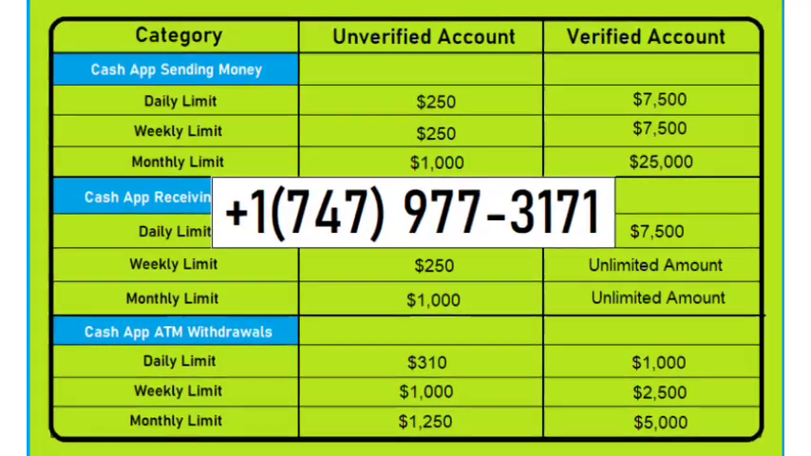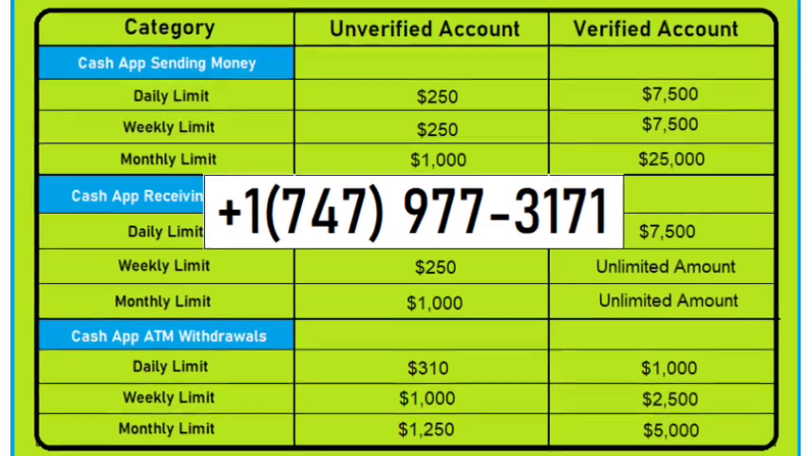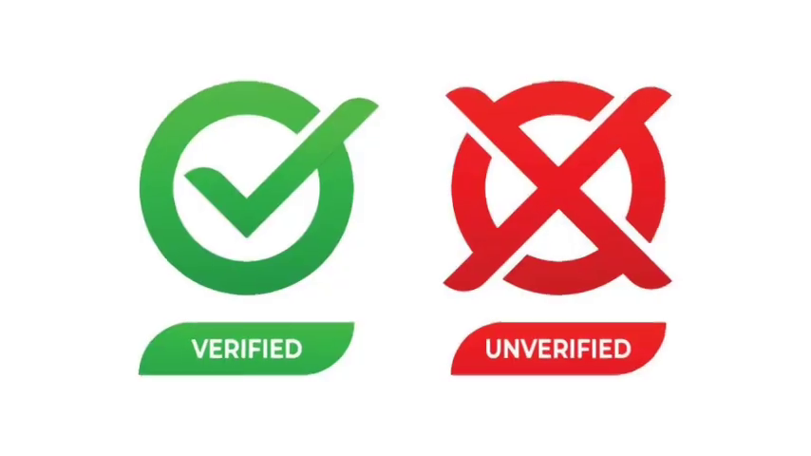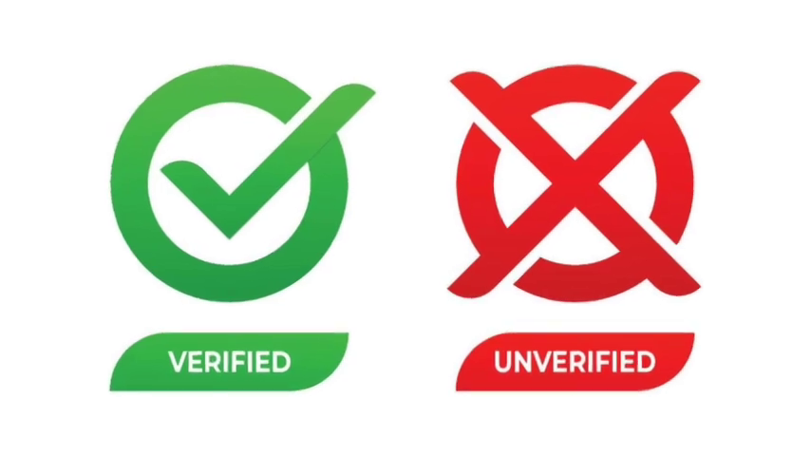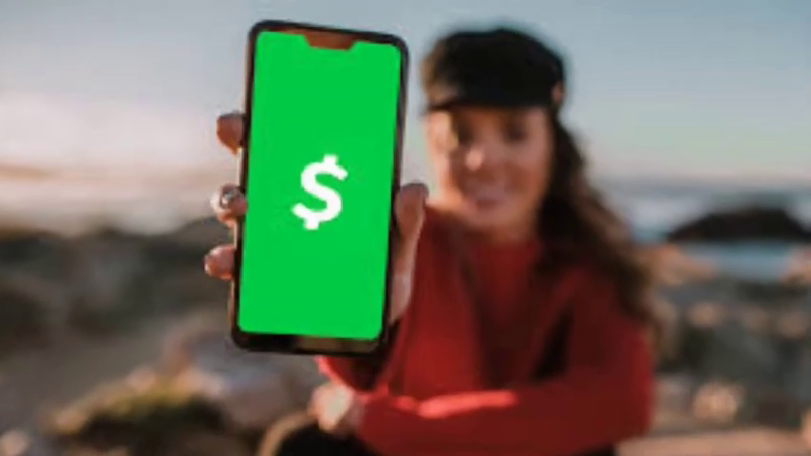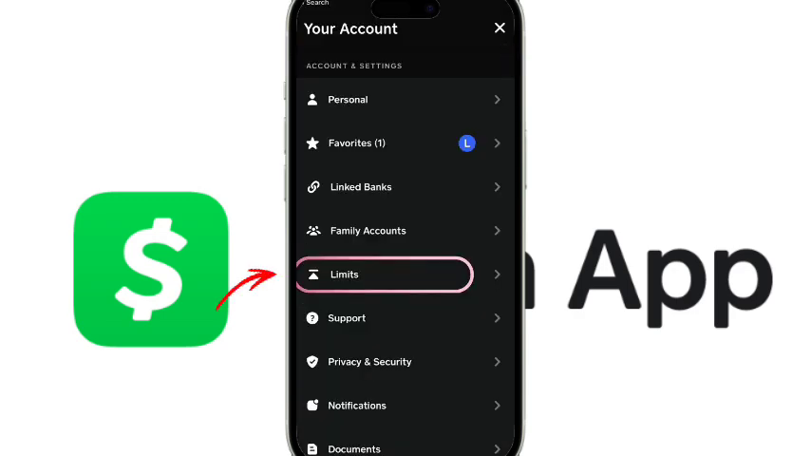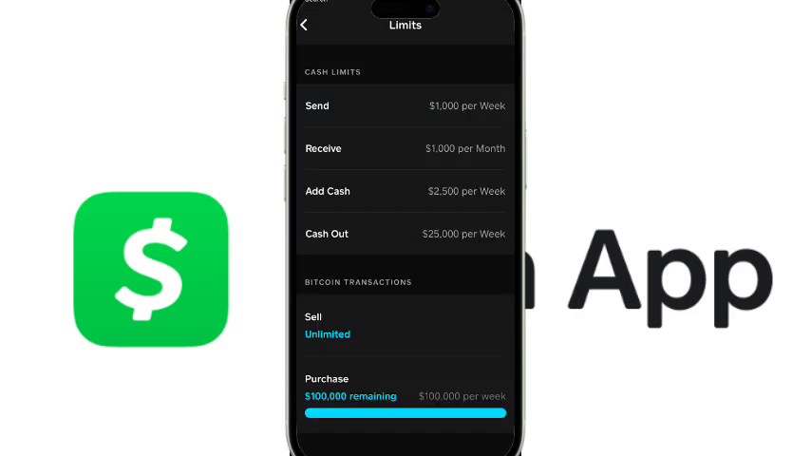Let's break down the latest official 2025 Cash App sending, receiving, withdrawal, and borrowing limits for both unverified and verified accounts, as these are set by Cash App and can change. To start, tap the profile icon in the top right corner and select Limits from the Account and Settings section to see your personal real-time caps.